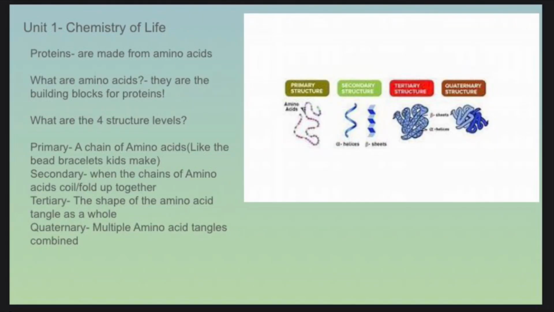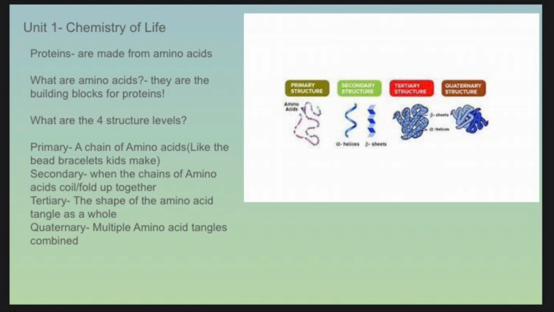Alright, let's talk about proteins. So proteins are made of amino acids. Now, whoa there, what are amino acids? Well, they're just the building blocks for protein. Wow! So there's 4 structure levels of them. The primary structure, a chain just of amino acids. It's like a bead bracelet kids make.